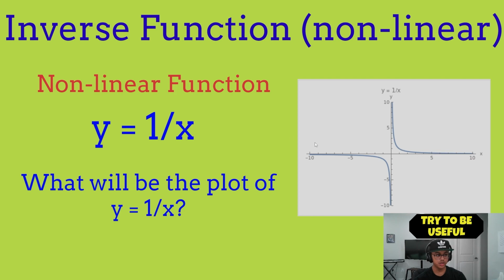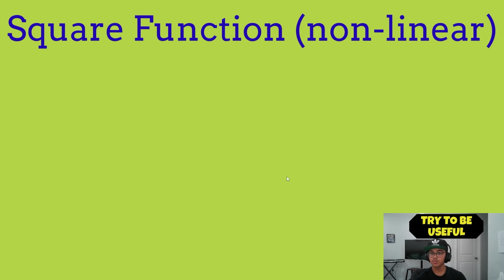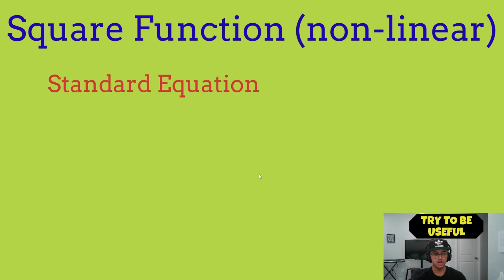If we put x equal to 1, then y should be equal to 1. So here we can see that works. And the bigger x gets, the smaller the line will get, like this. And it's also the same thing for the negative side as well. And this inverse function, y is equal to 1 upon x, is also a hyperbola function. So our next function that we have is the square function, and this is also a nonlinear function.